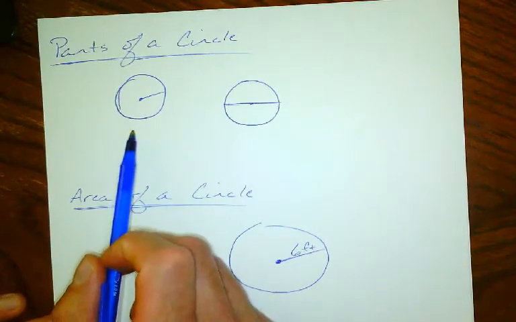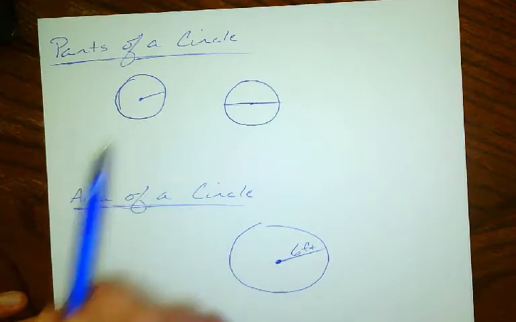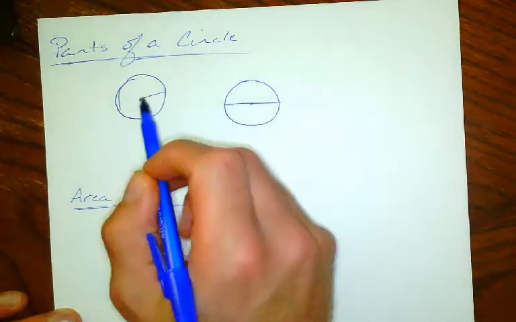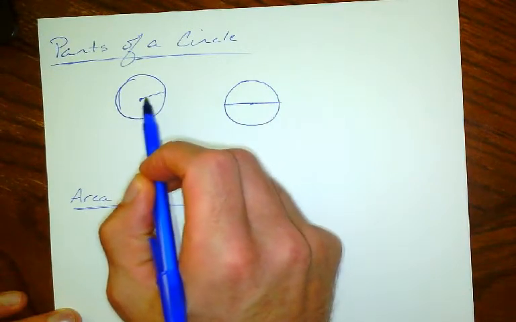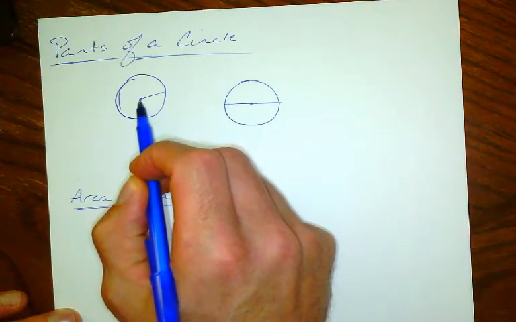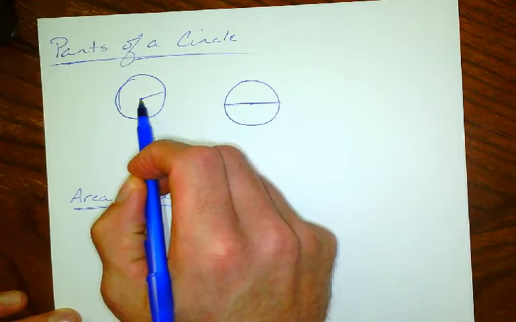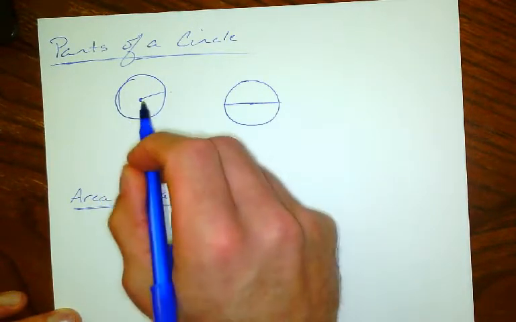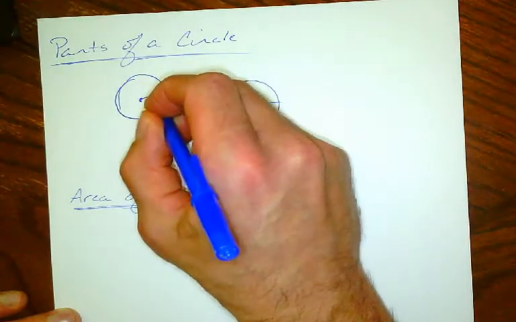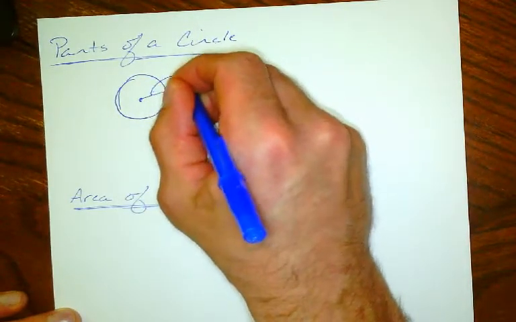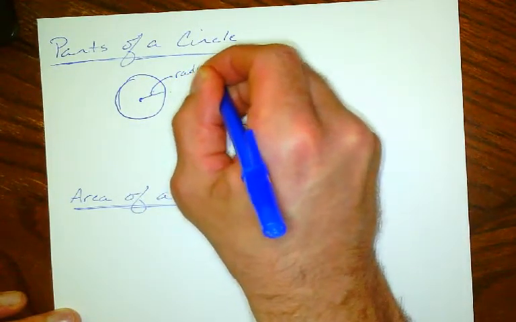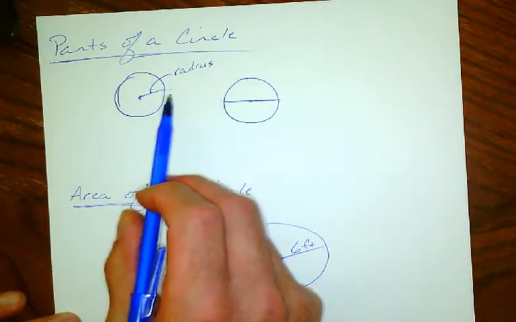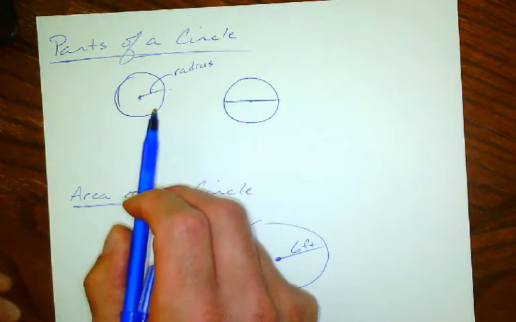So the first part of a circle we need to know is what's called the radius. The radius is the distance halfway across the circle. It passes through the center point and goes halfway across the circle. So in this first circle I have drawn here, this line here, I would call that the radius. It's not really a line, it's a distance. So the distance halfway across the circle is called the radius.